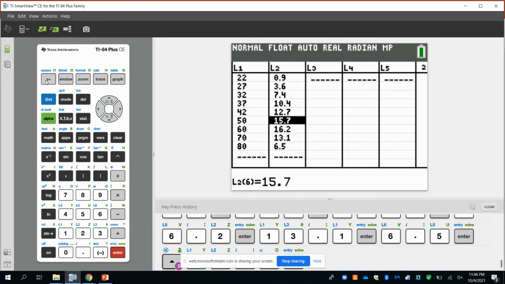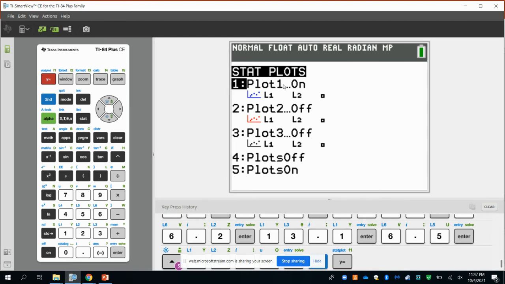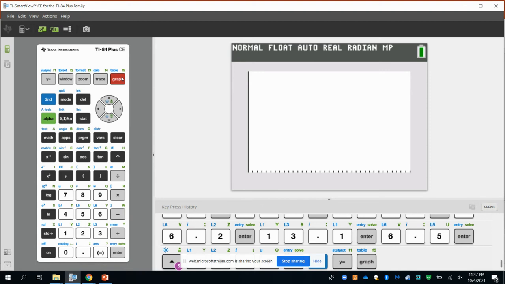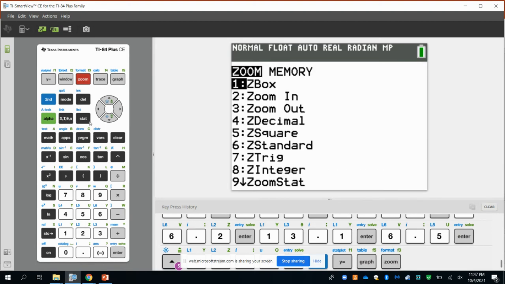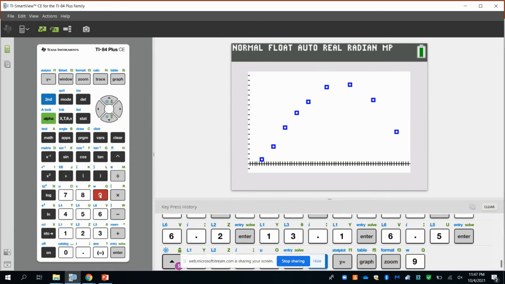So let me make sure the scatter plot is turned on. Okay, it's already on. All right, and then hit graph, and it doesn't show anything, so we need to zoom. Okay, option 9, zoom stats. So this is the scatter plot for the data we just entered.